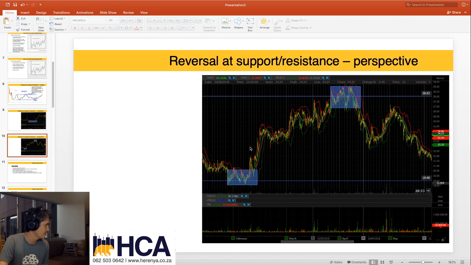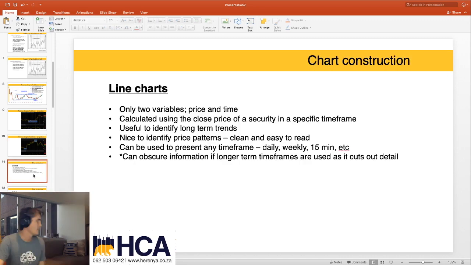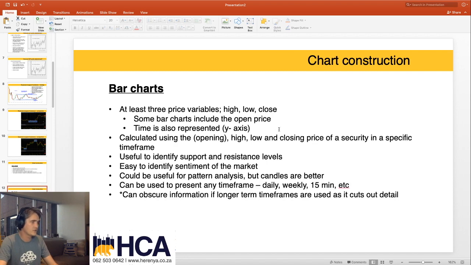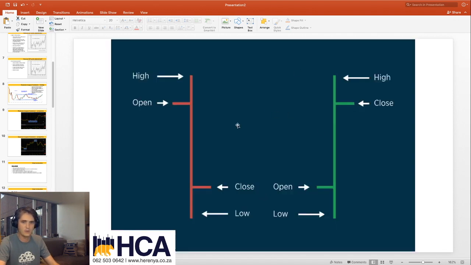Alrighty, okay, moving on. Then we looked at different types of charts. Line charts is one. Basically, we're just going to move very swiftly past the stuff. Line charts are very easy to read, very easy to identify trend. Bar charts are a slightly better representation of what price action is like. There are different ways that bars work.